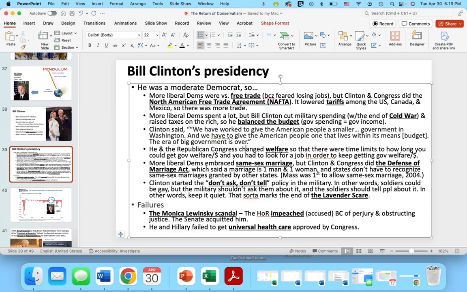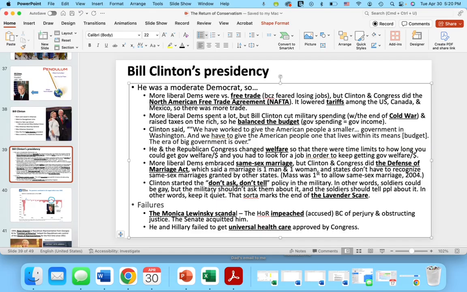Also, more liberal Democrats embraced same sex marriage, but Clinton and Republican Congress did the Defense of Marriage Act. It said marriage is between one man and one woman, and states do not have to recognize same sex marriages granted by other states. For example, Massachusetts was the first to allow same sex marriages in 2004, but this Defense of Marriage Act says that a more conservative state like Alabama or Mississippi does not have to recognize Massachusetts gay marriages. Clinton also started the don't ask, don't tell policy in the military.